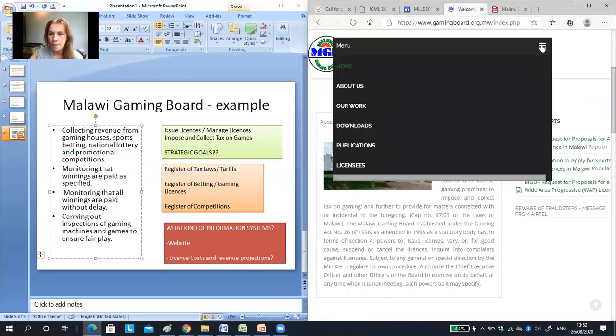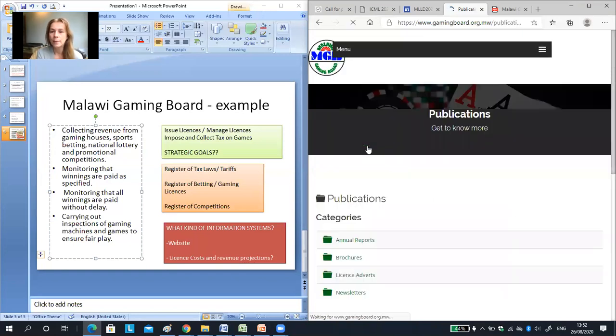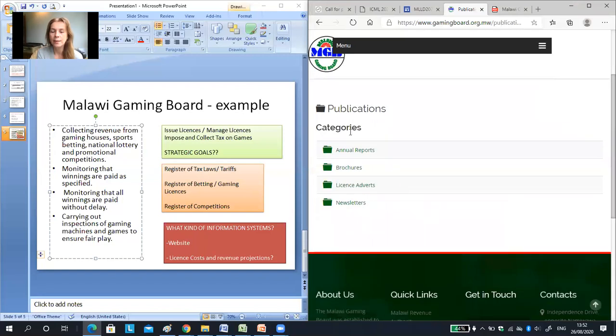So let's have a look on the menu. You can see that there are some downloads, there are some publications, and perhaps some of these publications will give you a better idea of the operations of this board. If you click on publication, you can see there are different categories: annual reports, brochures, license adverts, newsletters.